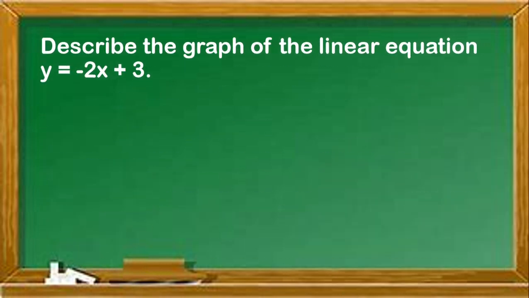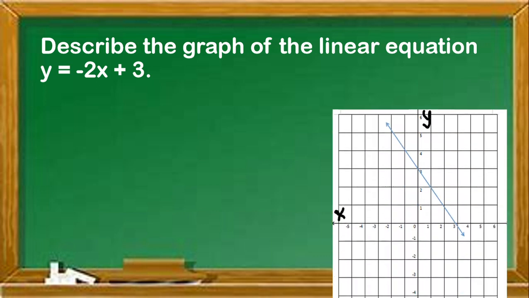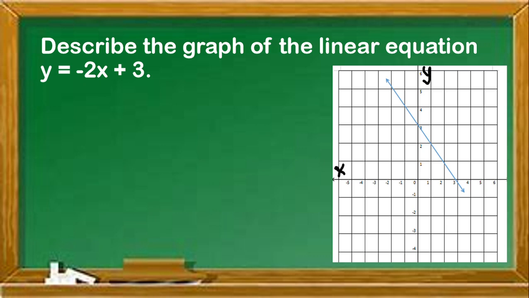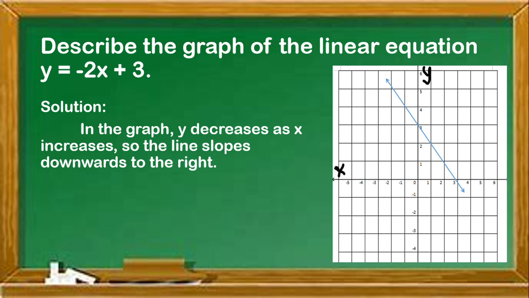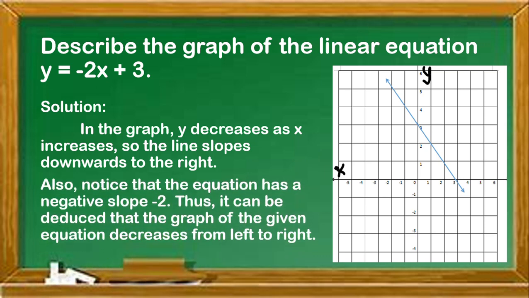Another, describe the graph of the linear equation y is equals to -2x plus 3. So as you can see, the graph is going downward, so our slope is negative, so it's falling down. So in the graph, y decreases as x increases, so the line slopes downward to the right. And also notice that the equation has a negative slope of -2. Thus, it can be deduced the graph of the given equation decreases from left to right.